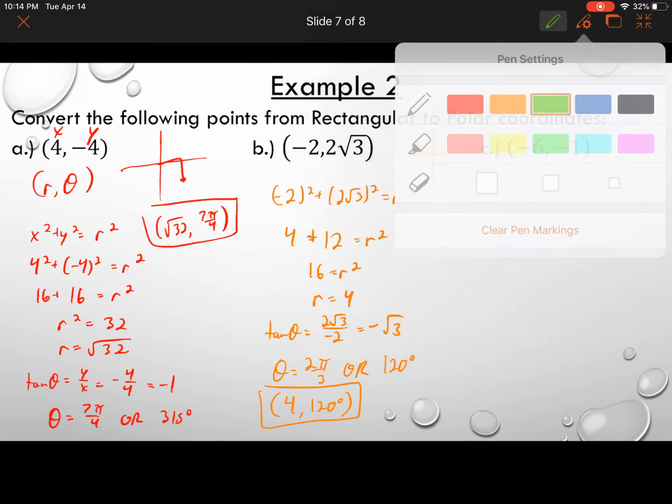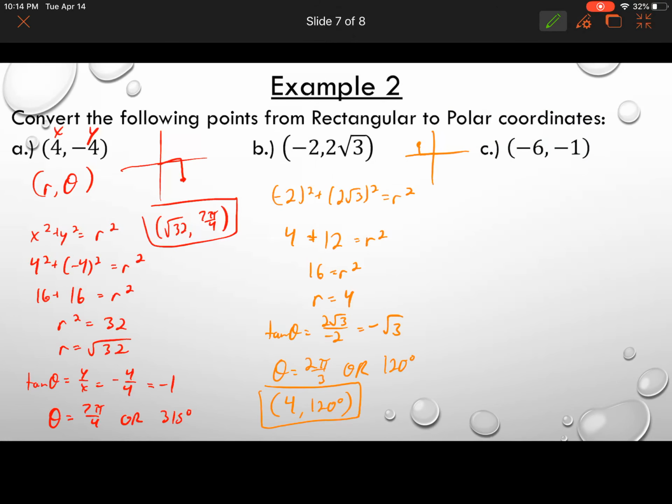And then finally, let's do this last one. So we have negative 6 squared plus negative 1 squared is equal to r squared. So we have 36 plus 1 is equal to r squared. So 37 is equal to r squared. So r is equal to the square root of 37. Now let's figure out what theta is equal to. So tangent of theta is equal to negative 1 over negative 6. Negatives cancel out, 1 over 6.